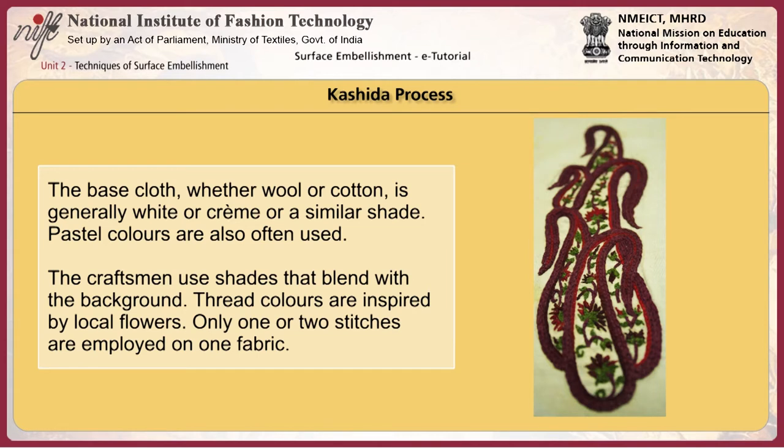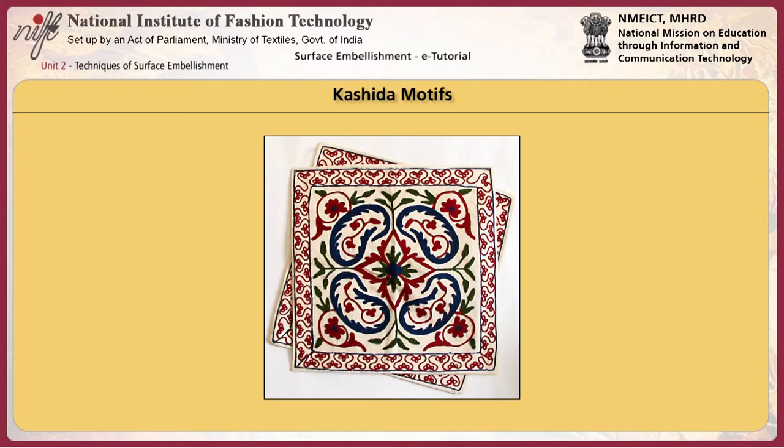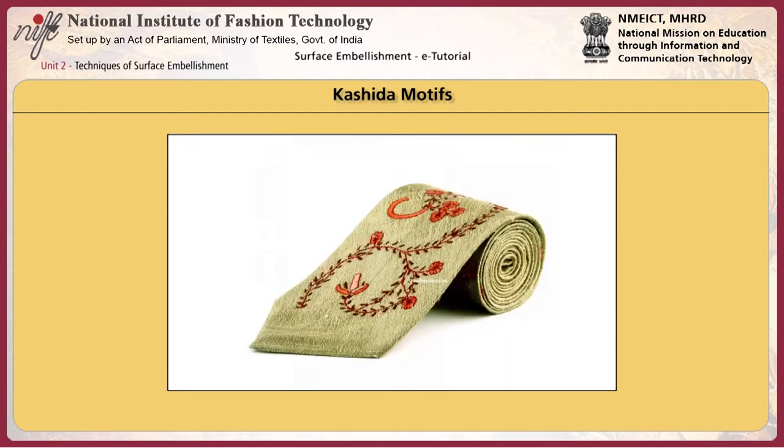Only one or two stitches are employed on the fabric. The motifs are mainly taken from nature. Animal and human figures are not seen in the embroidery. Bird motifs such as parrots, woodpeckers and kingfishers are seen on the shawls. Floral motifs like lily, lotus, iris, saffron flowers and tulips are mostly seen on the shawls. Other designs like grapes, cherries, almonds and apples are favorites. The chinar leaf is considered an important motif.